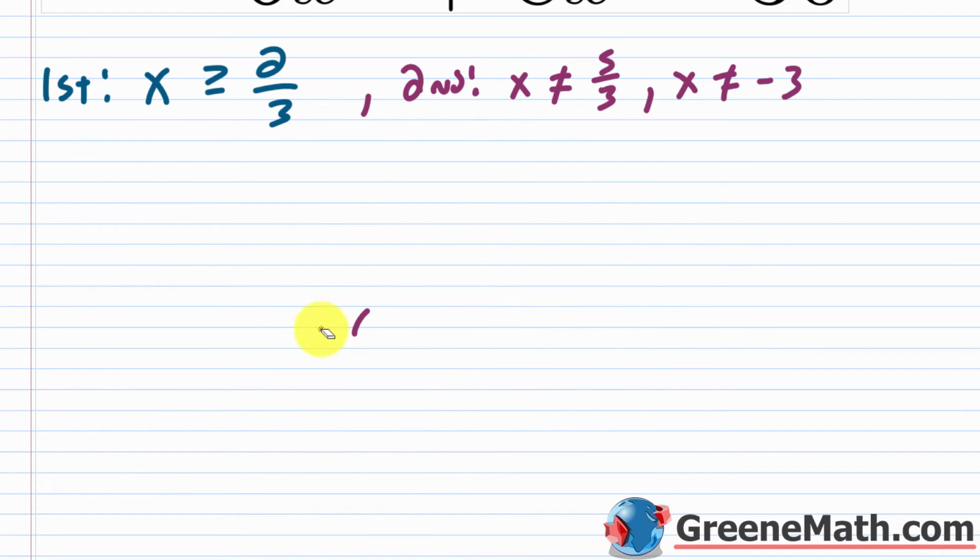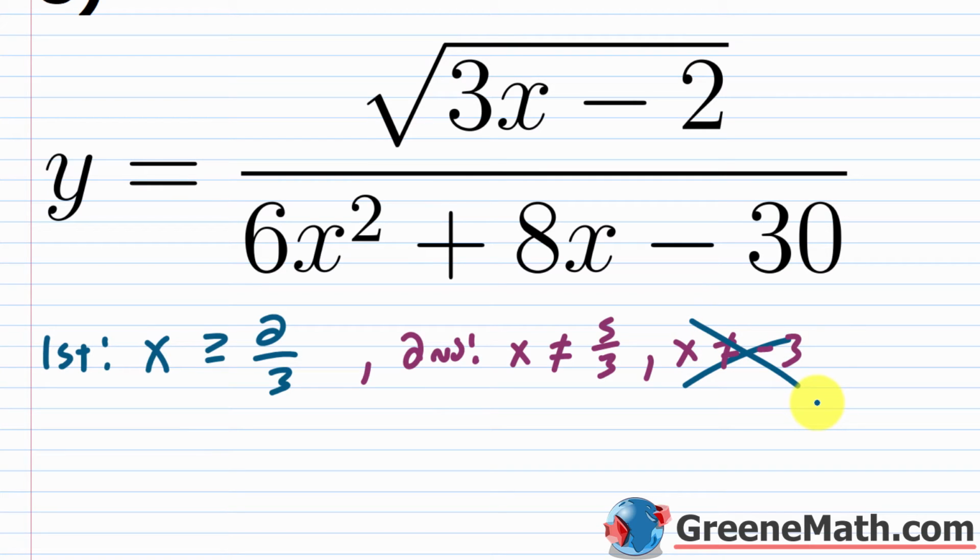So let me get rid of this. You can actually get rid of this one right away. You can't use an x value of negative 3 because of this guy right here.